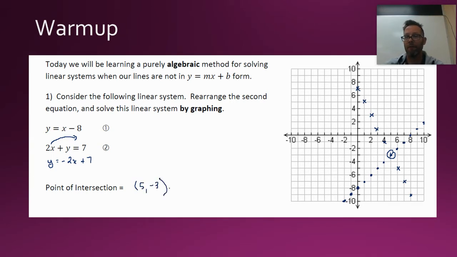So again, if the lines are not in y equals mx plus b form, you could still solve by graphing by rearranging them. As we've already talked about, solving by graphing is impractical a lot of times, and rearranging can be impractical too. You may not want to rearrange your equation. You may not enjoy doing that. So today we're going to learn a way to solve systems like this algebraically, where they're both not in y equals mx plus b form.